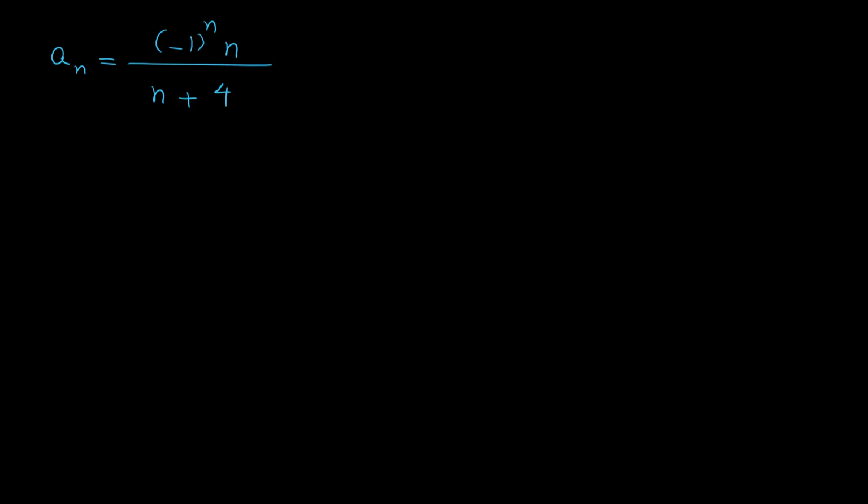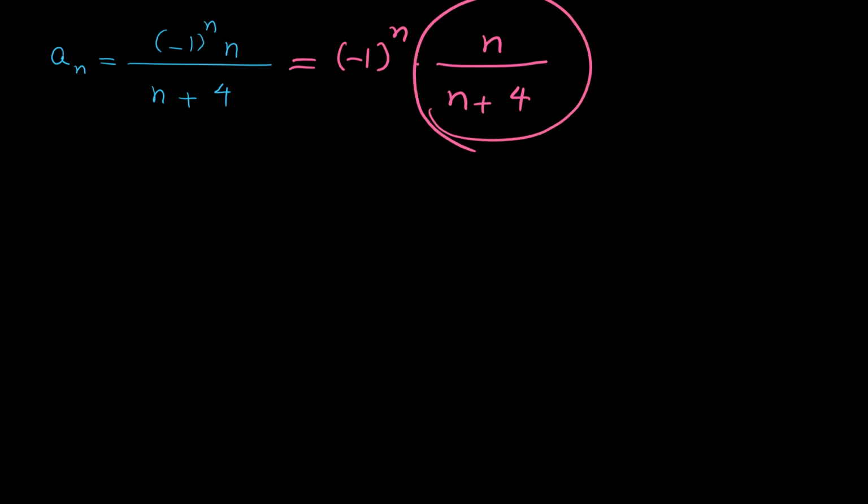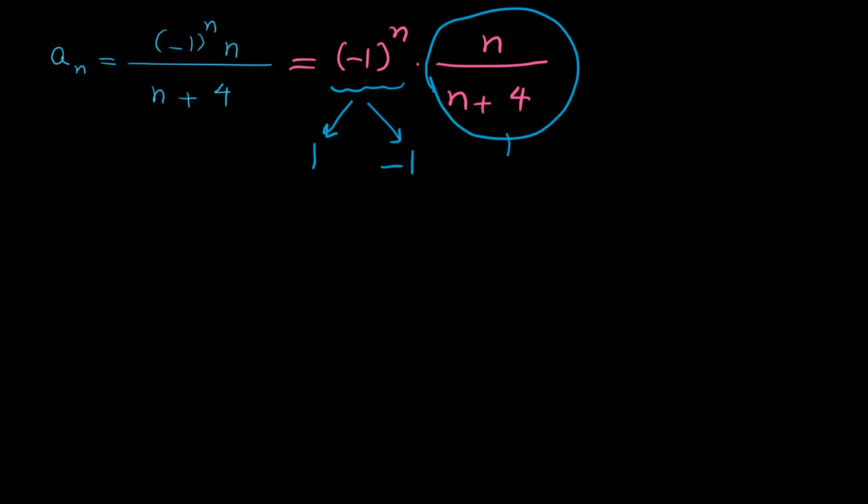Now look at this example. Negative 1 to the n times n over n plus 4. Immediately we can write this as negative 1 to the n times n over n plus 4. This should be familiar to you, and you should be able to find the limit of this part right away without thinking. The degree of the top is the same as the degree of the bottom, so n over n, 1. Yes, the limit of this part is 1. What about the other part? We know that this is either 1 or negative 1. But this part approaches 1.